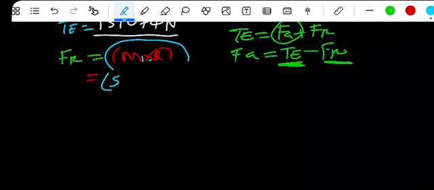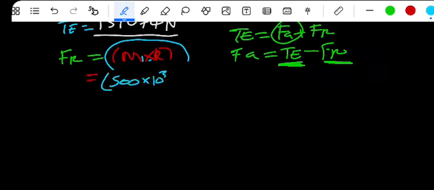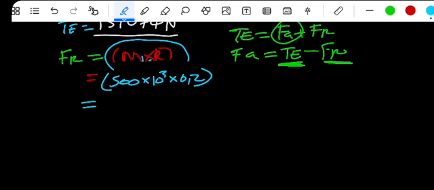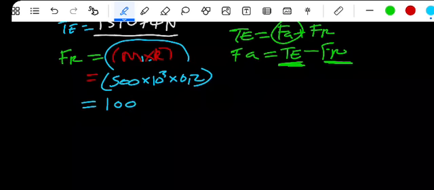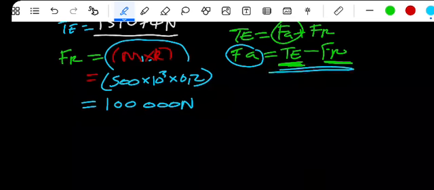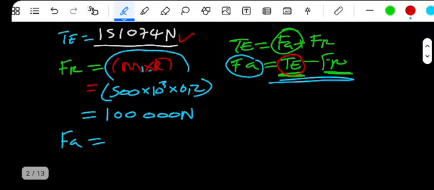All right. 500 times 10 to the power of 3 multiplied by 0.2. Then what will we obtain? Oh, 0.00000... Newton. Oh, what a nice value. Now, we can substitute FA. We know that will be TE. Here, this one there. What about it?